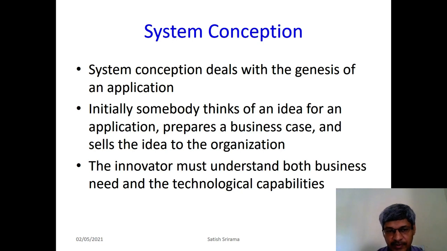In the previous video, we saw that it deals with the genesis of an application. Initially, somebody thinks of an idea for an application. The innovator prepares a business case and sells the idea to an organization. How this has to happen, I will be discussing in the coming slides. The innovator must understand both the business need and the technological capabilities of the day. That is very critical.